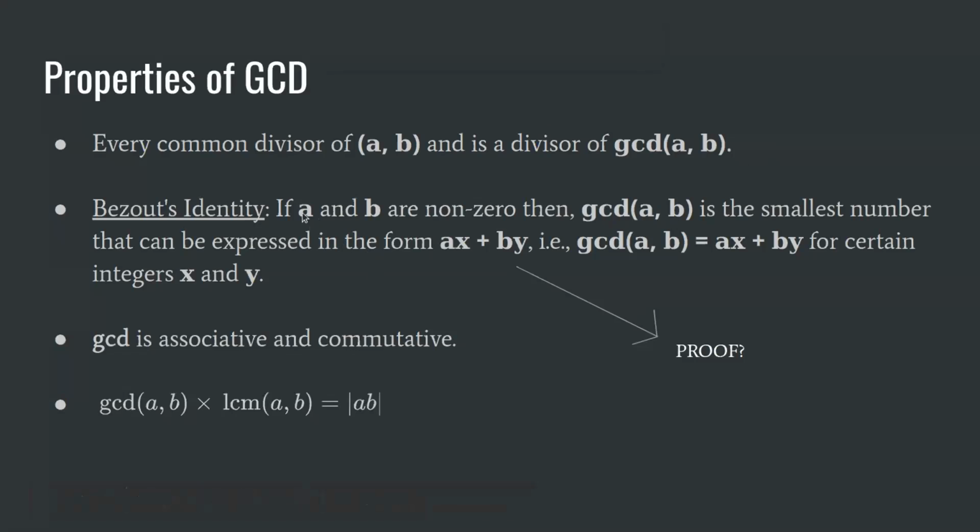Yeah, so I'll go over it. If A and B are non-zero and GCD of A comma B is the smallest, then GCD of A comma B is the smallest number that can be represented in the form AX plus BY. Okay, yeah, AX plus BY. And that is, GCD of A comma B is equal to AX plus BY for certain integers X comma Y. So this is the main theorem.